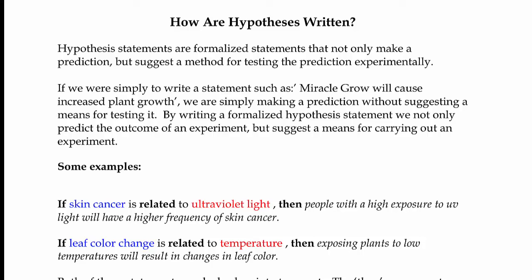So how are hypotheses written? Hypothesis statements. By the way, notice the difference between singular and plural. A single hypothesis, more than one hypothesis, we call them hypotheses, right? Anyhow, they're formalized statements that not only make a prediction, but suggest a method for testing that prediction experimentally. If we were simply to write a statement such as Miracle-Gro will cause increased plant growth, by the way, Miracle-Gro is a commercial plant fertilizer, makes your plants grow all nice and healthy, we are simply making a prediction without suggesting a means for testing it. By writing a formalized hypothesis statement, we not only predict the outcome of an experiment, but suggest a means for carrying out that experiment. So let's look at a couple of examples.